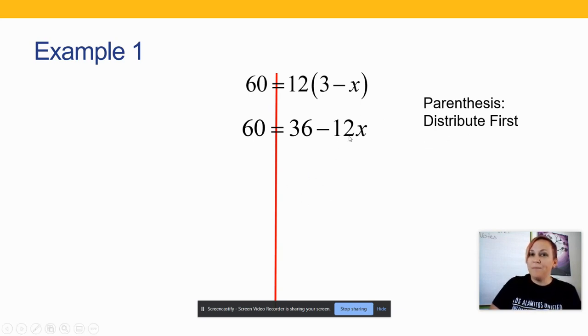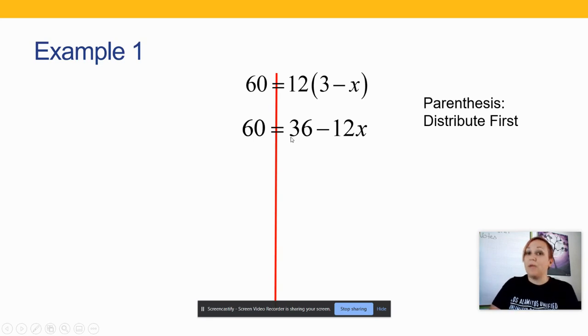Instead, I'm going to pick the number that's on the side with the variable, but that's the furthest away from the variable. So focusing on my right side, because that's where my letter X is, the number that is furthest away from my letter X is this number 36. And so my next step will be to get rid of the number 36.